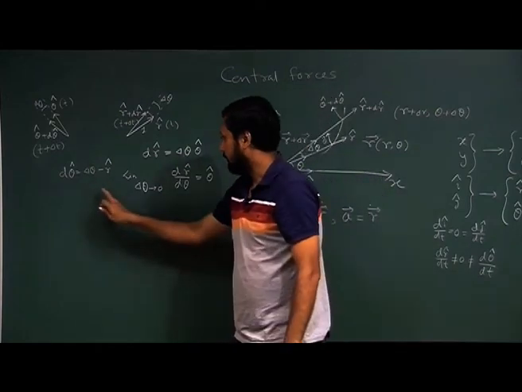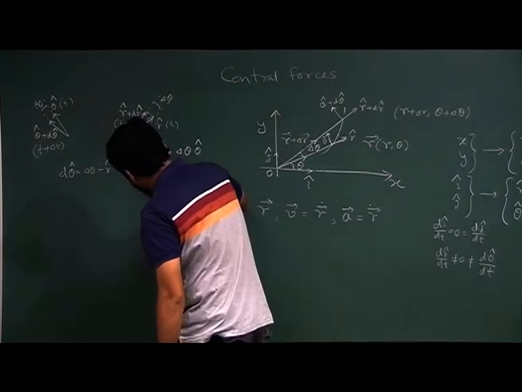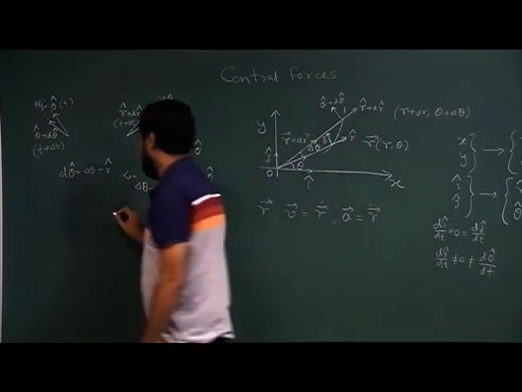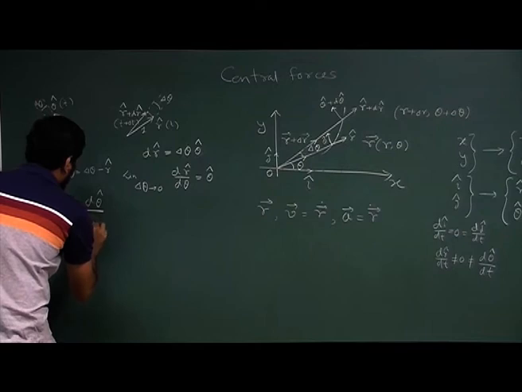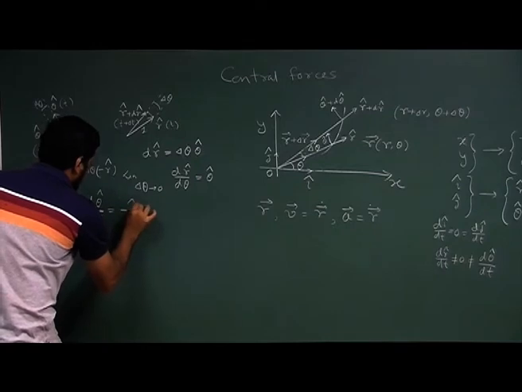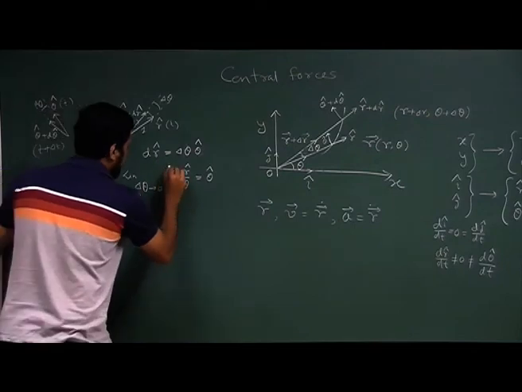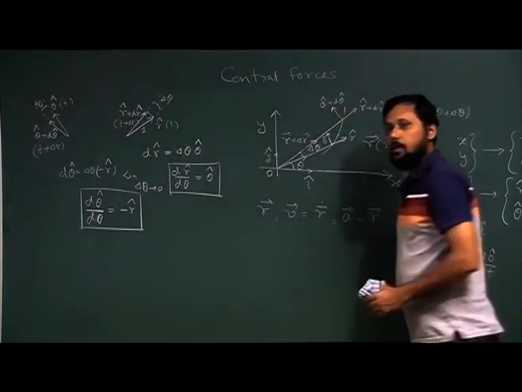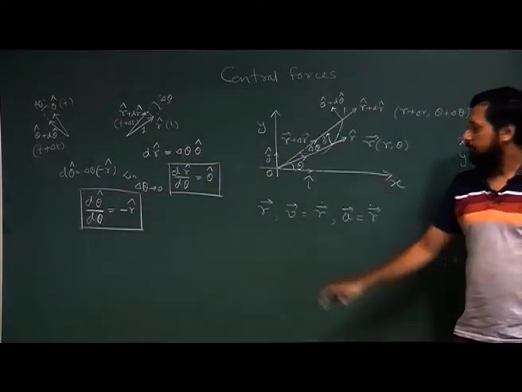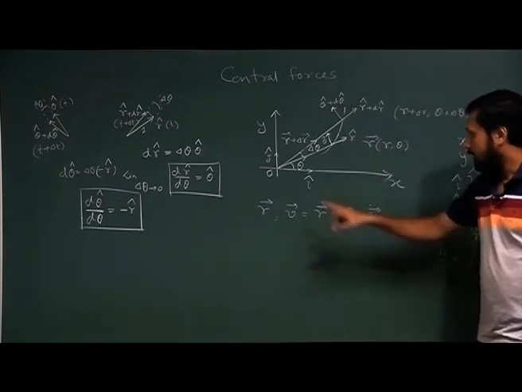Once again, if we explore the limit when delta t goes to 0, that means delta theta also goes to 0, we essentially get d theta cap d theta is equal to minus r cap. So, this is one relation and this is another relation. So, we have these two relations. Now, we will see how to get the expression for V and A using these two relations.